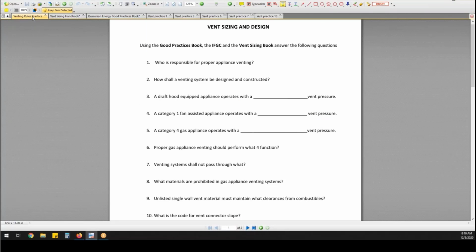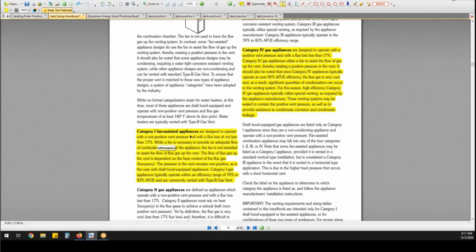Okay. Kurt, would you come up with number four, and where did you find it? Okay, number four, I got a Category 1 fan assisted appliance operates with a non-positive vent pressure. In the same page on the Sizing Handbook. Category 1 fan-assisted appliances are designed to operate with a non-positive vent pressure. This is an important little statement right here. I find a lot of people didn't understand this. The fan in a Category 1 appliance is not intended to assist the flow of flue gases up the vent. The flow of flue gases up the vent is dependent on the heat content of the flue gas.